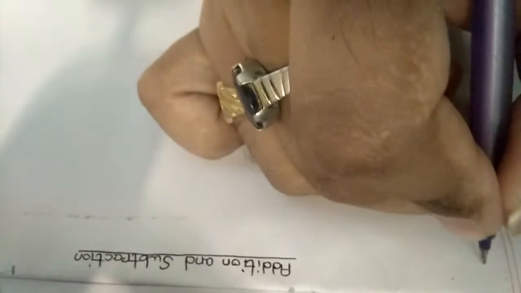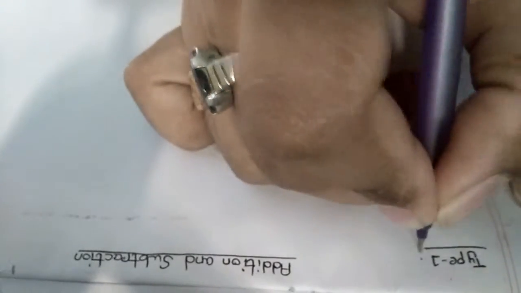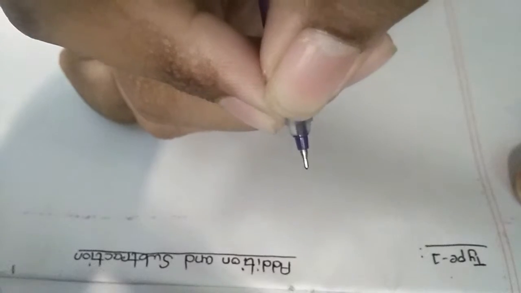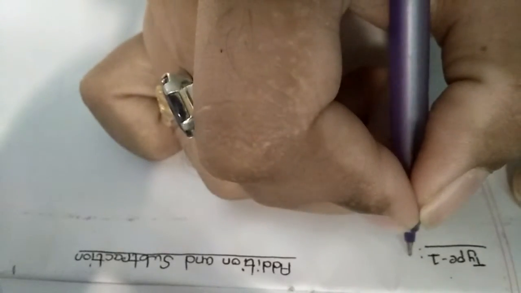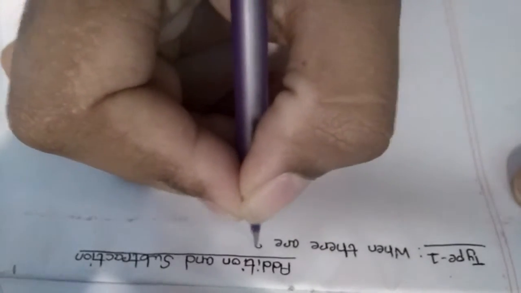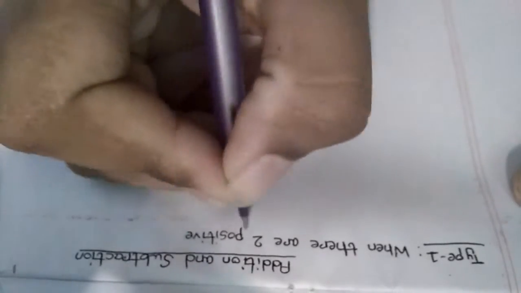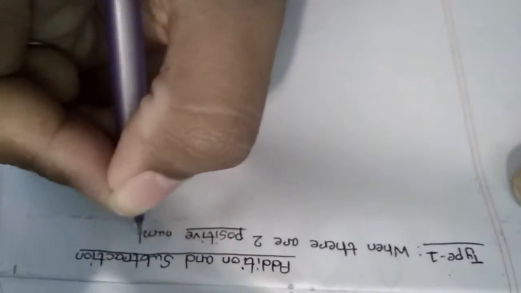First of all, I will do type 1, which I call type 1. Whenever there are two positive numbers, we write: when there are two positive numbers, we call it type 1.